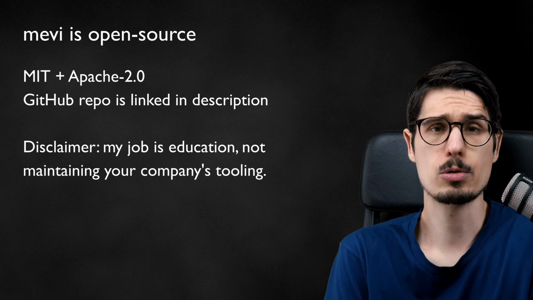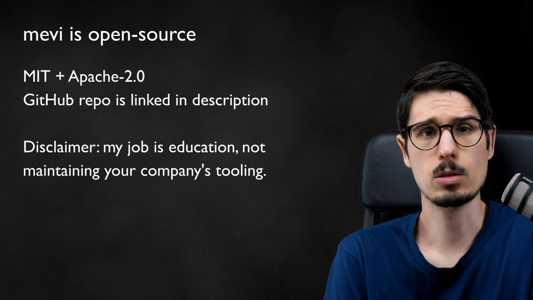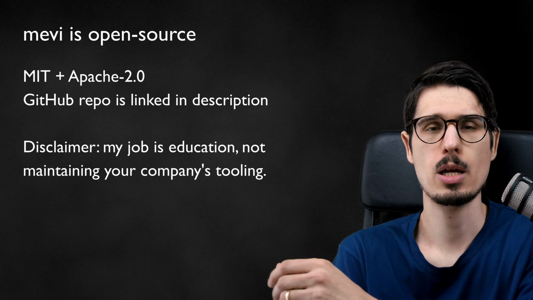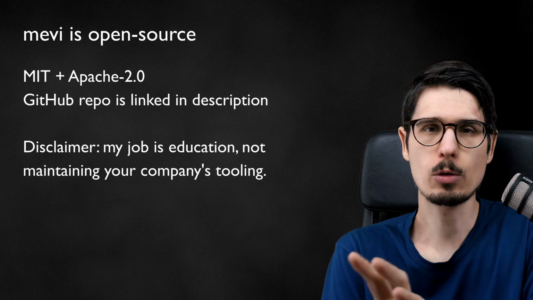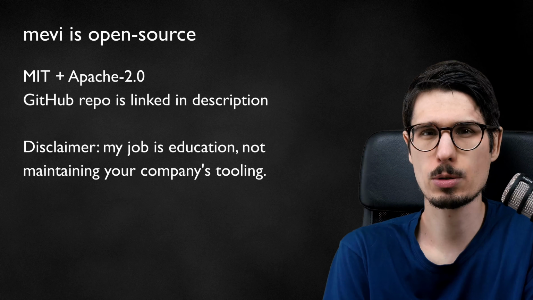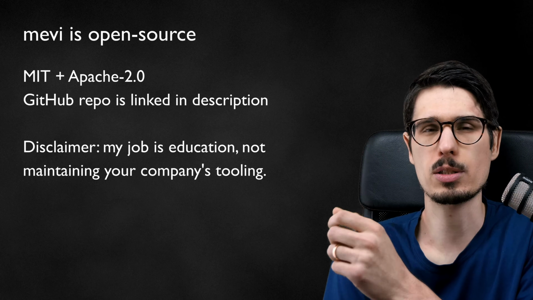Mevi is open source, it's dual licensed as Apache 2 plus MIT, so you can go ahead and play with it. The GitHub repository is in the description. Do keep in mind, I don't really plan on maintaining it. This is a research project, so if you want to use this for anything serious, you should probably maintain your own fork.